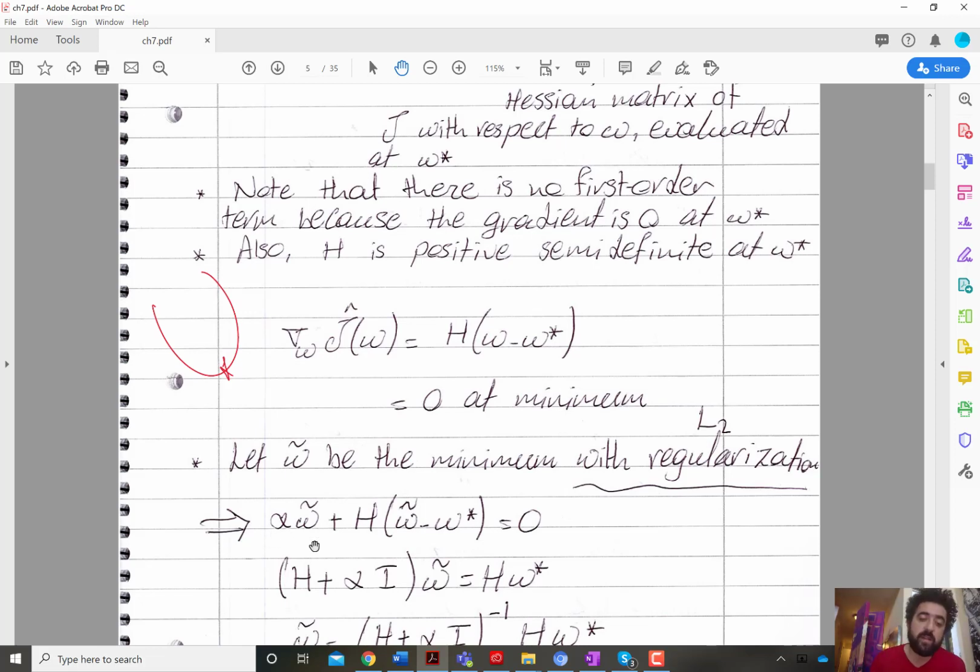And the alpha omega tilde is coming from the gradient of the regularization added term, right? The L2 regularization added term, and H times omega tilde minus omega star is the term that we had here. We are just evaluating at the new minimum, so we replace omega by omega tilde.